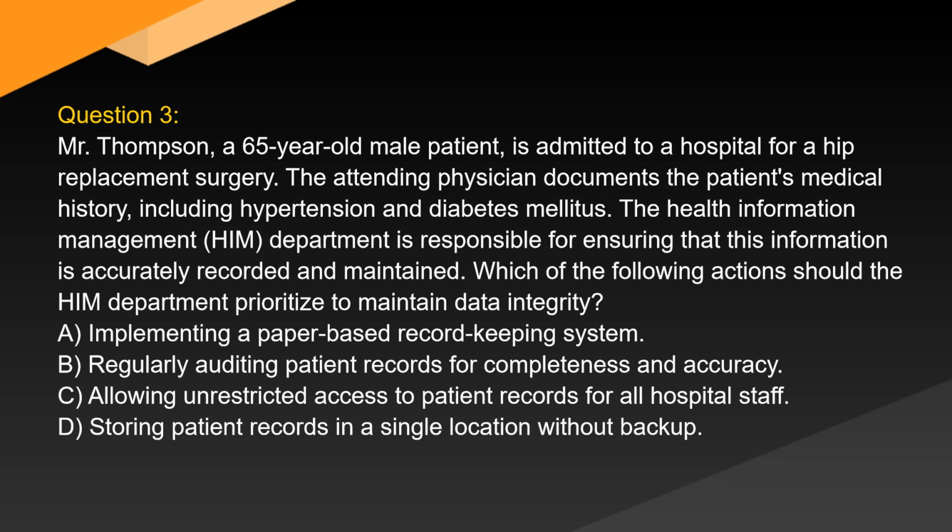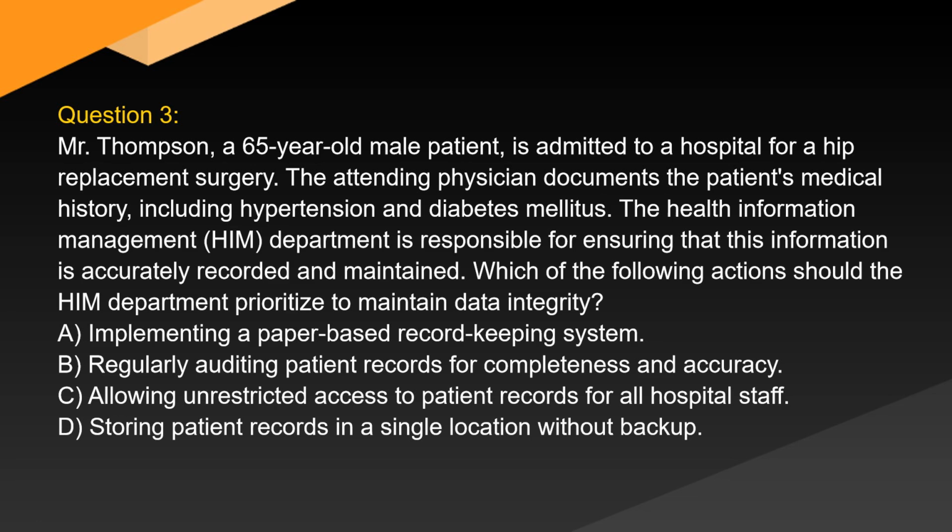Question 3. Mr. Thompson, a 65-year-old male patient, is admitted to a hospital for a hip replacement surgery. The attending physician documents the patient's medical history, including hypertension and diabetes mellitus. The Health Information Management, HIM, department is responsible for ensuring that this information is accurately recorded and maintained. Which of the following actions should the HIM department prioritize to maintain data integrity?